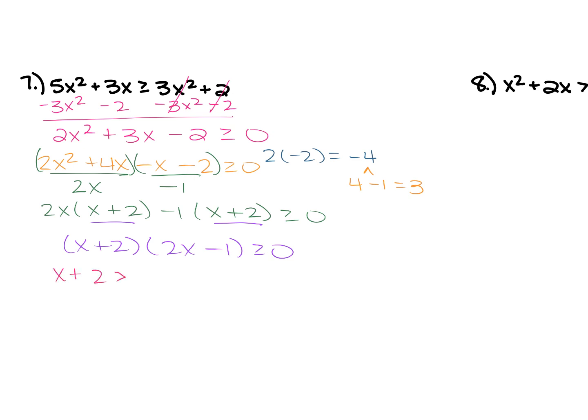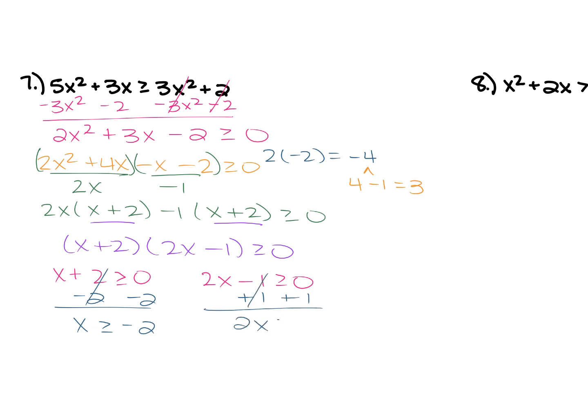Put your x plus 2 greater than or equal to 0. Make your 2x minus 1 greater than or equal to 0. And then solve them. Move your 2 over, subtracting it from both sides. You get x is greater than or equal to negative 2. Move your 1 over, add it to both sides. You get 2x is greater than or equal to 1. Then divide each side by the 2. So you have that x is greater than or equal to 1/2.